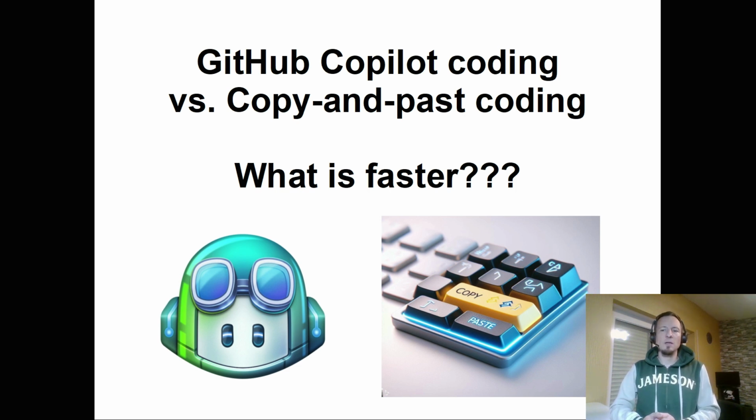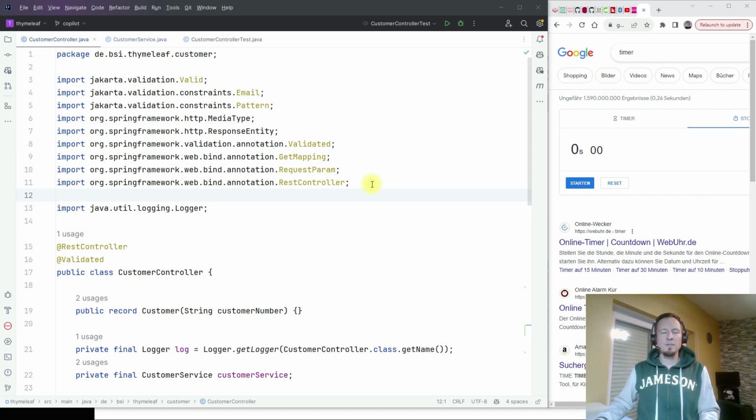I will do speed coding. I will code an HTTP GET endpoint 2 times, one time as fast as I can by hand, and the other time I will do it with the support of GitHub Copilot. So for the race, let's switch to the IDE. The Google clock is ready. So let's have first a look.